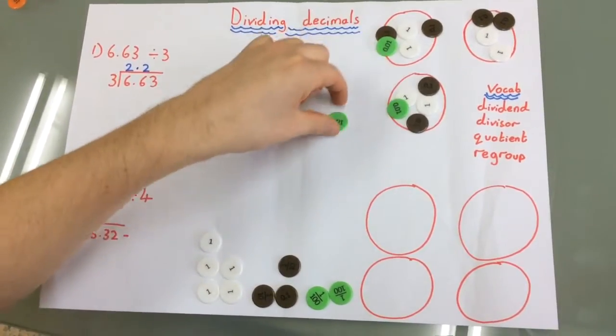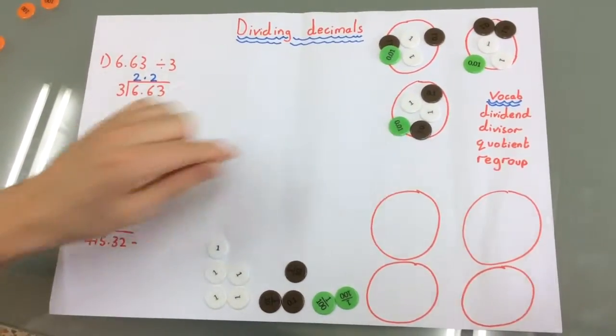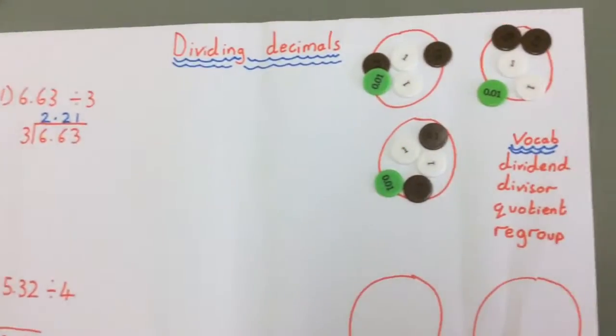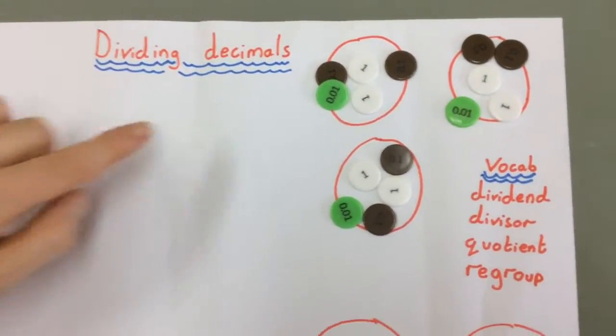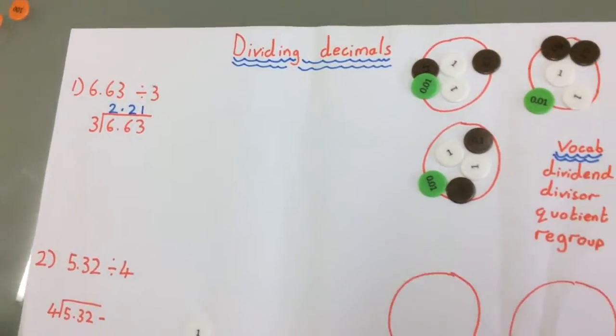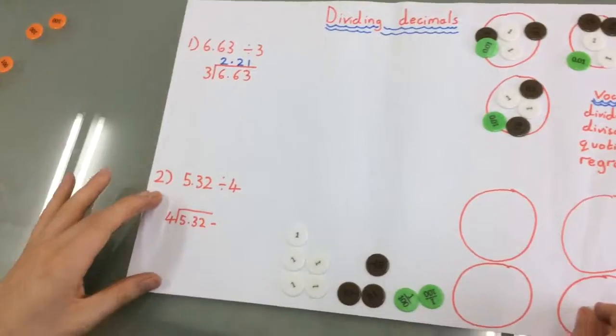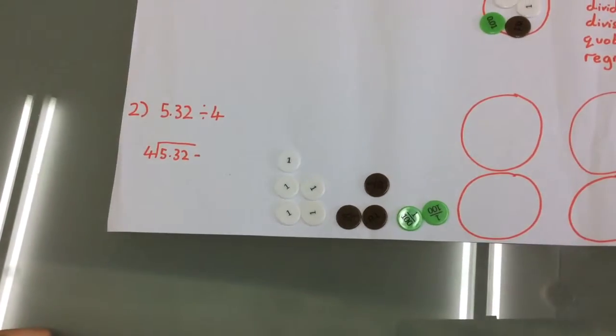Finally, I have to share my 3 hundredths. Share these out, and I can share them out equally without a remainder, and so it's 1 hundredth in there. So the answer is 2.21, and you can see 2.21. Now that was quite a simple one because I didn't have to do any regrouping. In this next one, I'm going to have to do some regrouping.